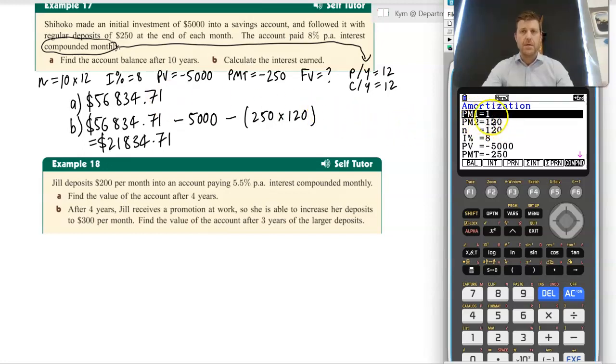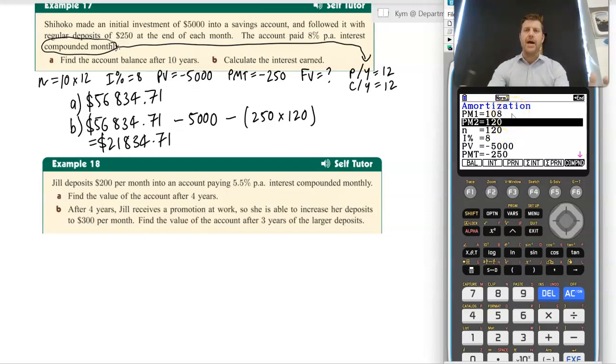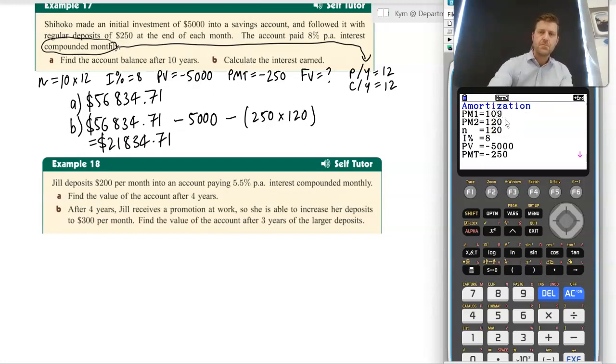the last 12 of the compounding periods. So rather than putting in 108 as PM1, I'm actually going to put in 109, because if you count 108, including the 108th period, it actually works out to 13 months, okay? Because it is inclusive of the 108th period, or the 108th month of my investment. So I'm going to change that to 109.